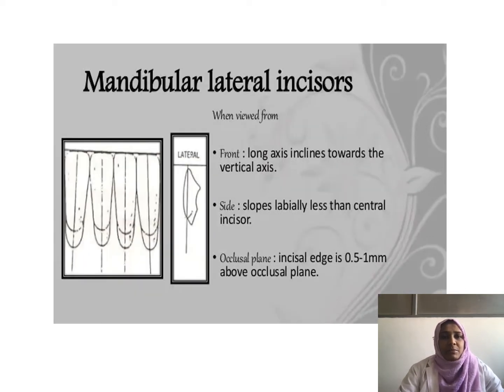Coming to the mandibular lateral incisors, when viewed from the front, the long axis inclines towards the vertical axis, and from the side it slopes labially, less than the central incisors. And at the occlusal plane, the incisal edge is 0.5 to 1 mm above the occlusal plane.